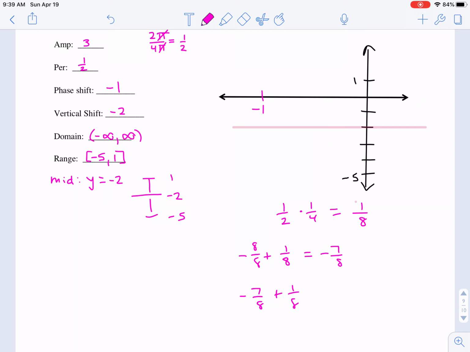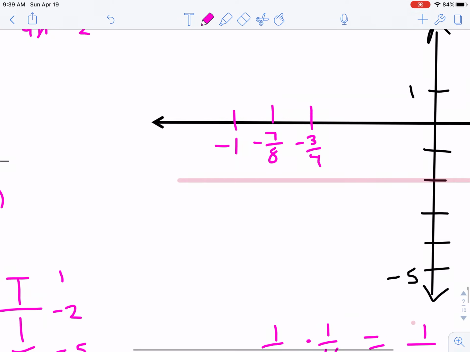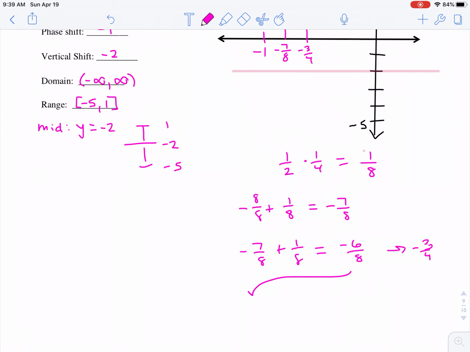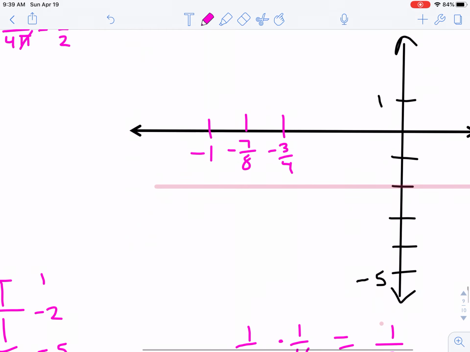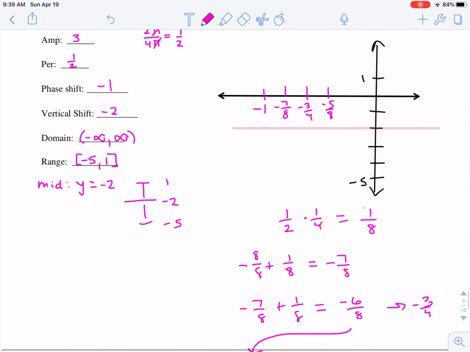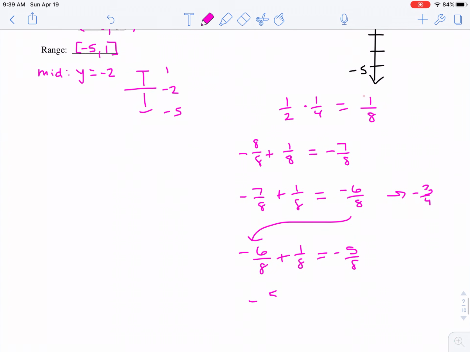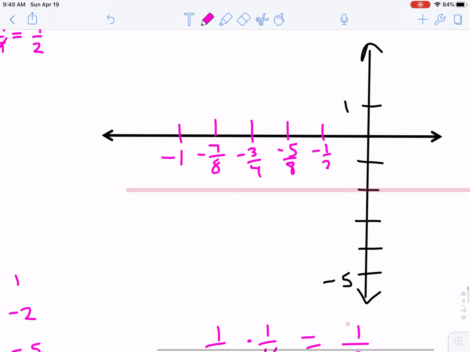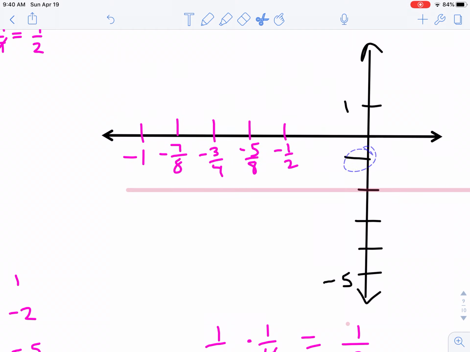Okay, so -7/8 is my next interval. And then when I add 1/8, I get -6/8, which we know reduces to -3/4. So here I'm going to have -3/4. And then if I take that -6/8, I add 1/8, I get -5/8. So my next one is at -5/8. So I only have 3 intervals so far, so I need to do this one more time. So -5/8 plus 1/8 gives me -4/8, which is -1/2. So really, if this was drawn well to scale, this should be a little bit over, right? Because I should have more space between -1/2 and 0.